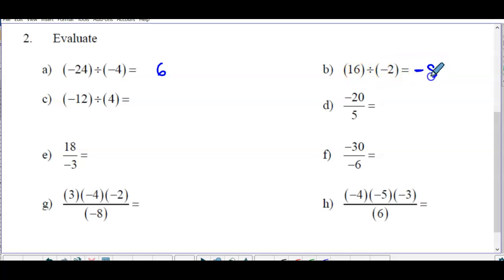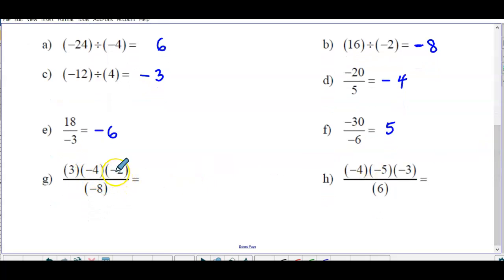Here, there's one of each, so it's going to be a negative answer. 16 divided by 2 is 8. Here, a negative and a positive, so it's going to be a negative answer. 12 divided by 4 is 3. Here, a negative divided by a positive, that's going to be a negative. There's one negative. 20 divided by 5 is 4. Here, positive divided by negative is negative. 18 divided by 3 is 6. Negative divided by negative is positive. 30 divided by 6 is 5.